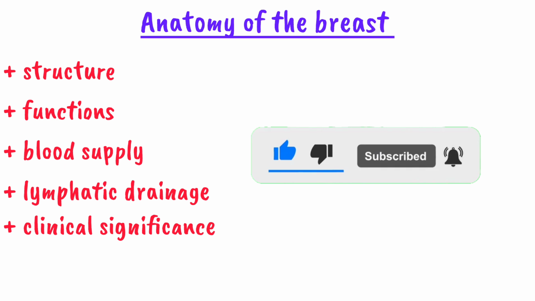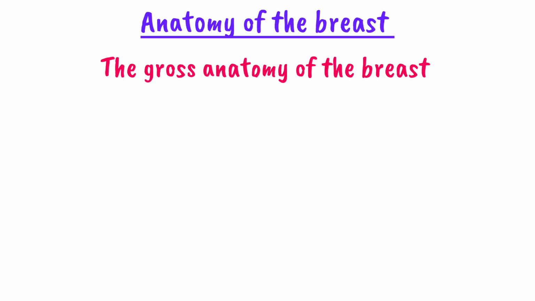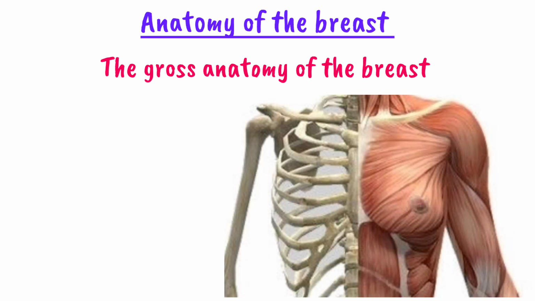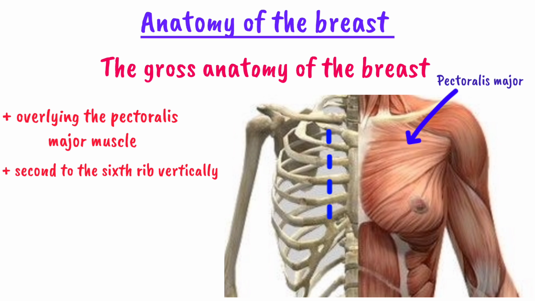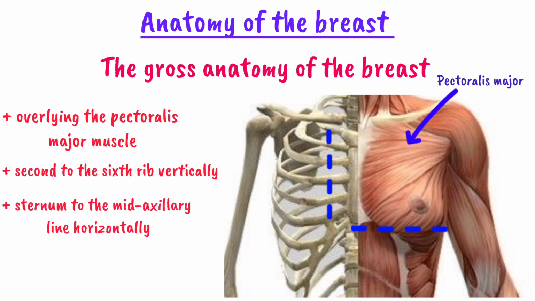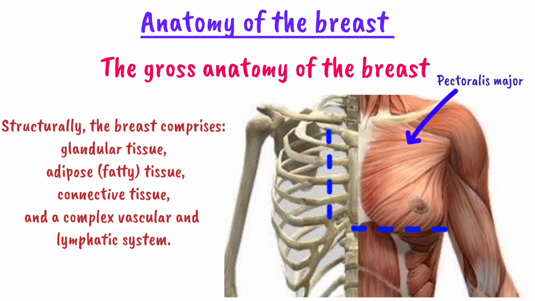So let's continue. The gross anatomy of the breast. The breast is also known as the mammary gland. It is located on the anterior chest wall, overlaying the pectoralis major muscle. It extends from the second to the sixth rib vertically, and from the sternum to the mid-axillary line horizontally. Structurally, the breast comprises glandular tissue, adipose tissue, connective tissue, and a complex vascular and lymphatic system.